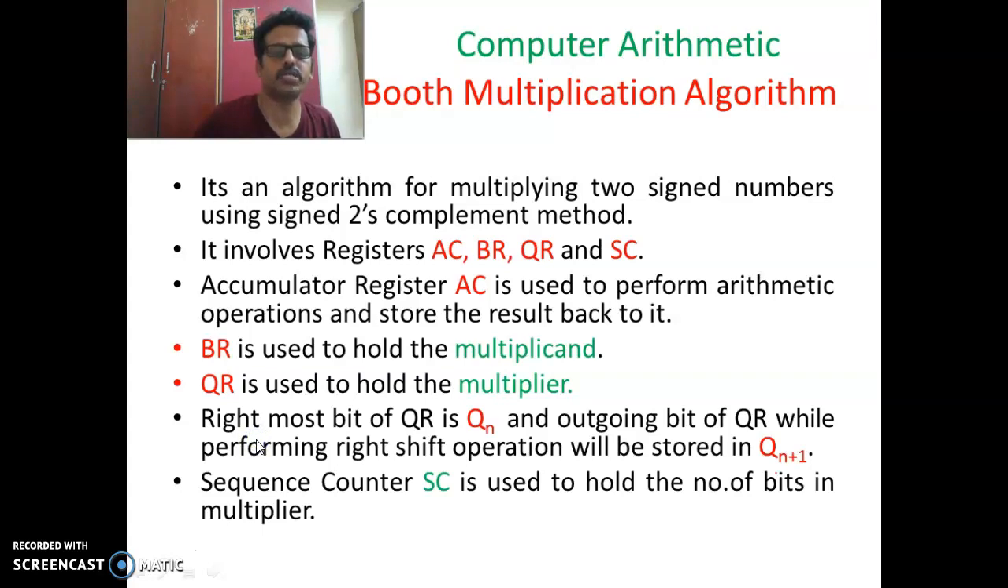Finally, the most important register, called the sequence counter, or simply abbreviated as SC. It is going to hold a non-zero value. This decides how many times this algorithmic process should be repeated. Once the sequence counter comes to 0, the algorithmic process comes to an end. At that point, the registers will have the end result.